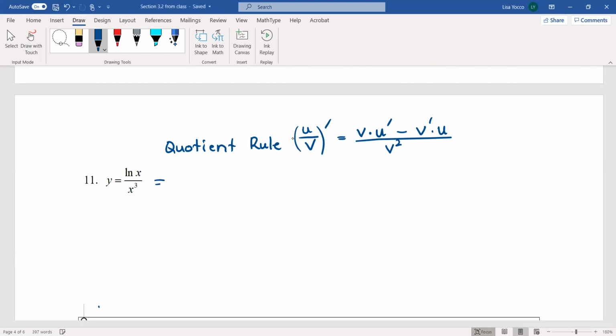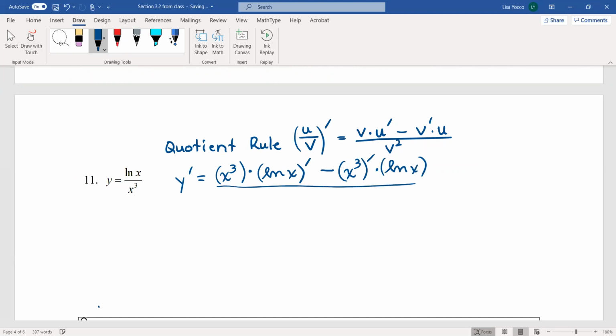All right, so actually, I'll start with y prime. Put that over here, y prime. So the denominator x cubed times the derivative of the numerator, ln of x, minus the derivative of the denominator times the numerator. And that's all over the denominator squared.